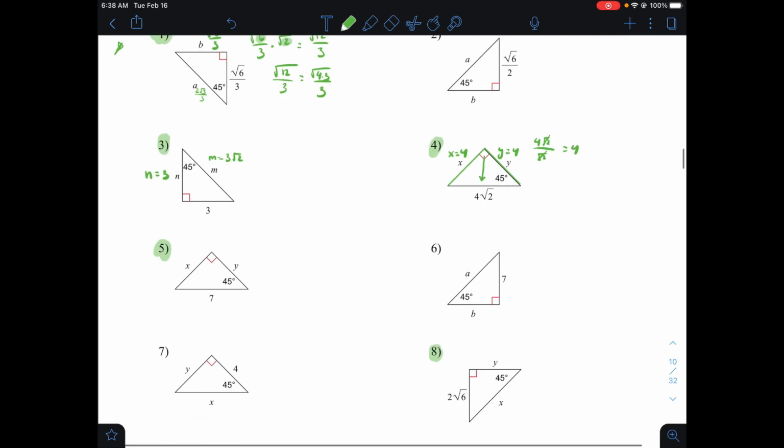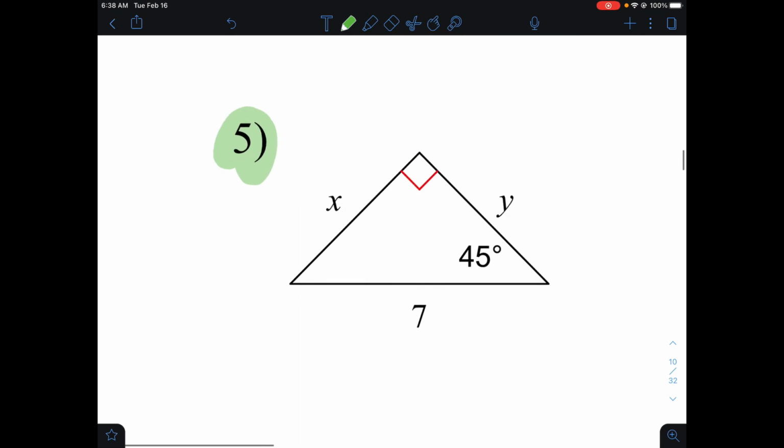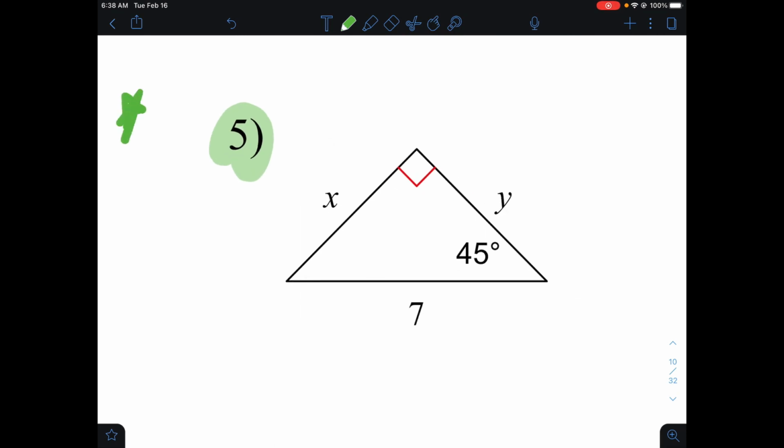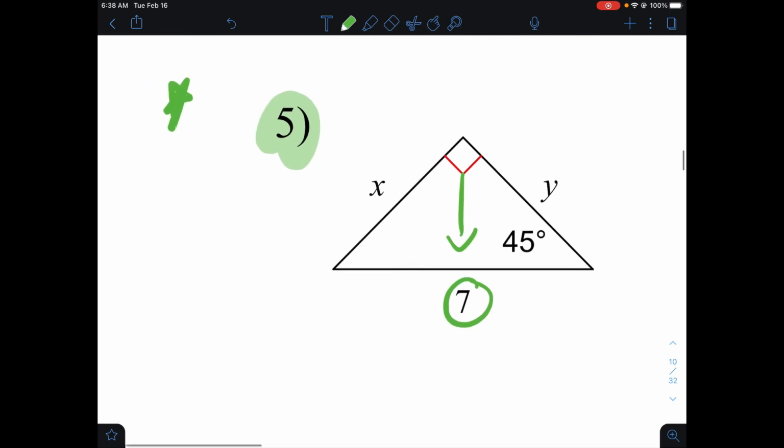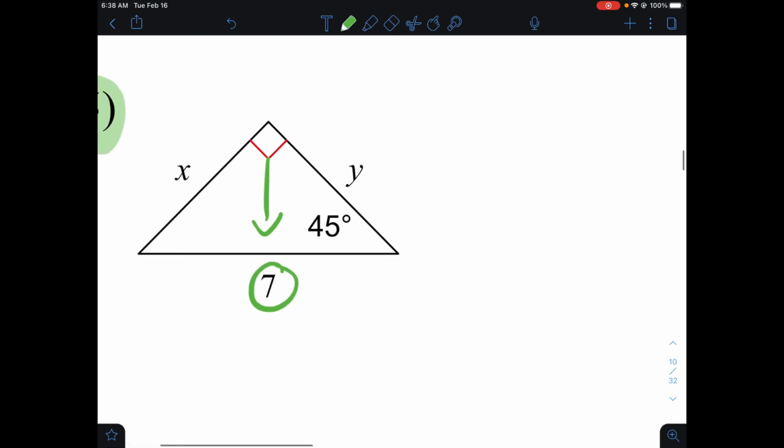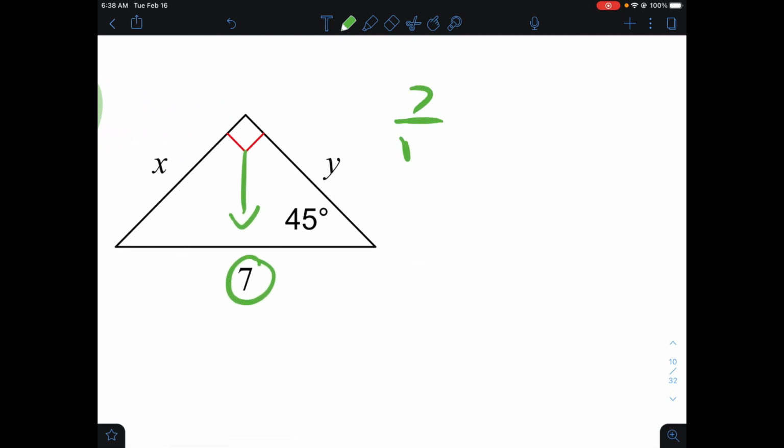Very nice. All right, let's go ahead and try number 5. So looking at number 5, did they give me a leg or a hypotenuse? So they gave me a hypotenuse. They gave me the side across from the 90-degree angle. So what do I have to do to find my leg? To find my leg, I'm going to divide my hypotenuse by root 2. So I'm going to do 7 divided by root 2.